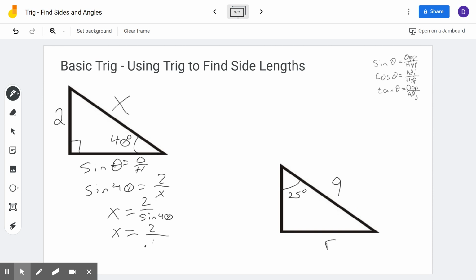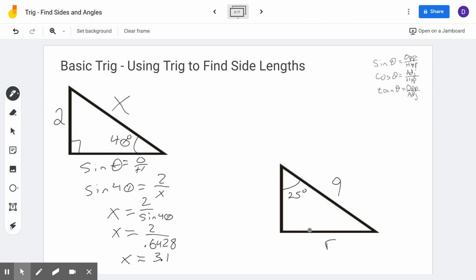0.6428. Therefore, x equals 2 divided by 0.6428, which is 3.1. Okay. That's that one. Now let's do the other.